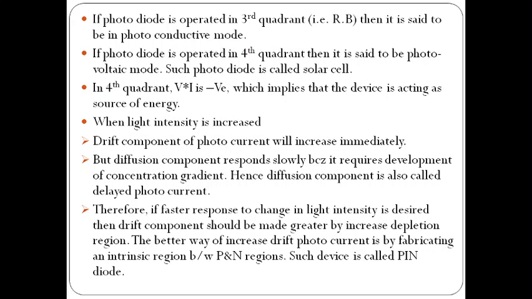Why are we adding this? When light intensity increases, the diffusion component responds slowly because it requires the development of a concentration gradient. Therefore, a faster response to a change in light intensity is desired. So we need a faster response if light intensity is increased. Then the drift component should be made greater by increasing the depletion region. The better way of increasing the drift current is including the intrinsic region between the p type and n type materials. So such a device is called a pin diode. We'll discuss the pin diode in the next class.